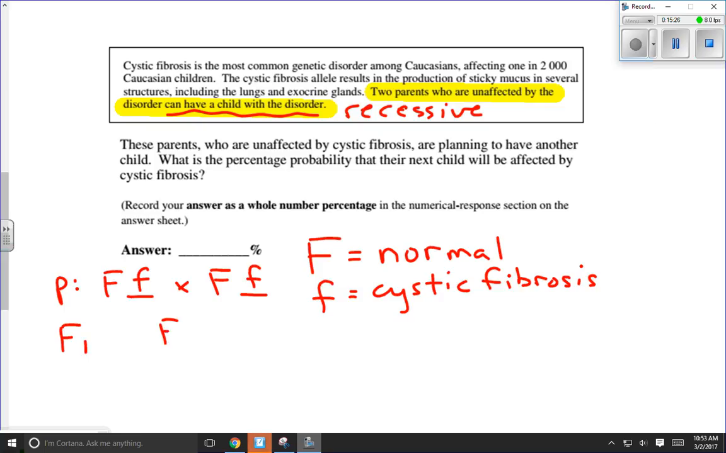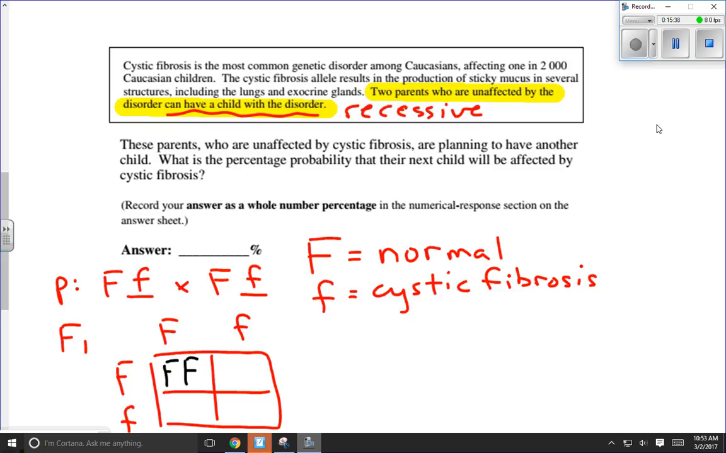We just separate the alleles, big F and little f, big F and little f. And we just fill this in. Big F would have no cystic fibrosis. Big F, no cystic fibrosis. Big F, no cystic fibrosis. And little f, that one would be cystic fibrosis.